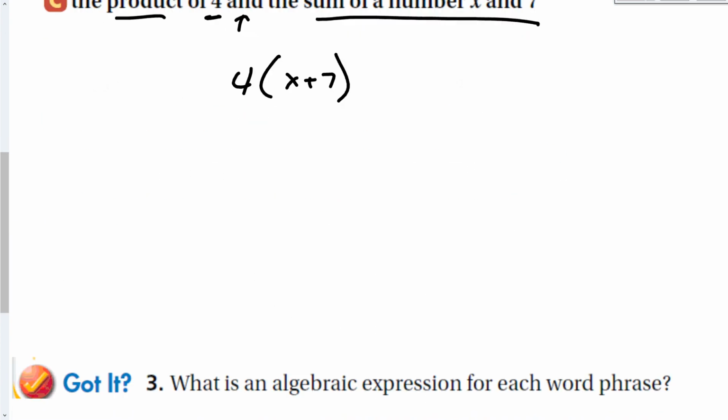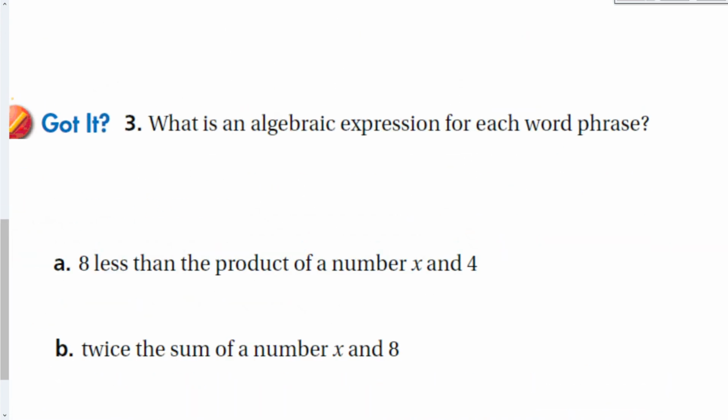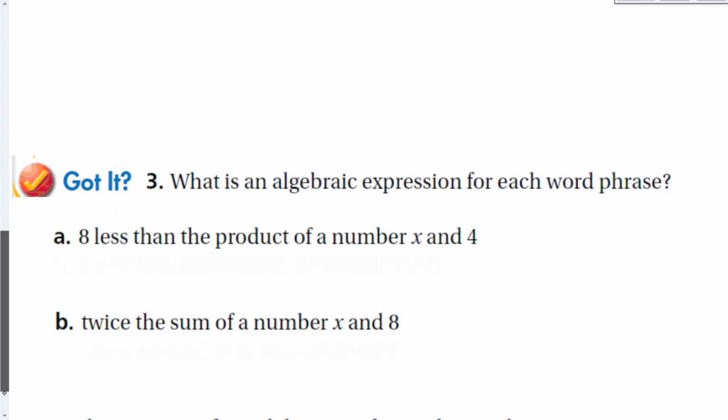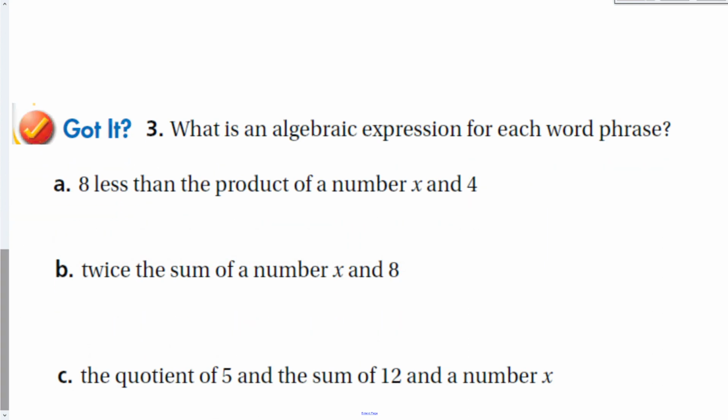Let's look at my got it problems. And what is the algebraic expression for each word or phrase? 8 less than, so that's subtraction, the product of a number x and 4. So that's 4x minus 8. 8 less than the product of a number x and 4.